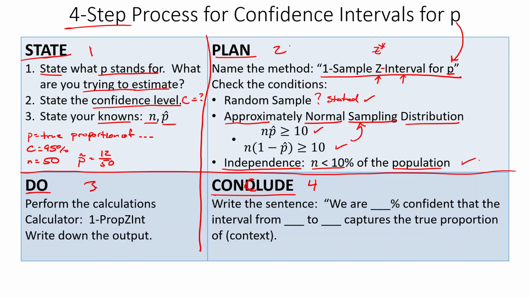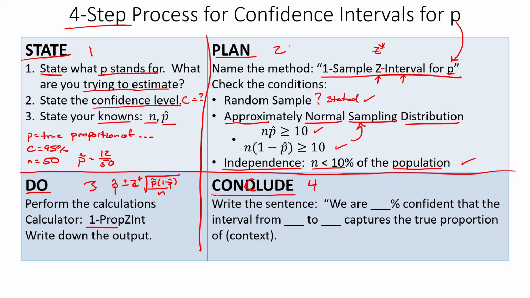That'll do. All right, in box 3 down here, we're going to either write out the formula, do the calculations, like p hat plus or minus z star times the square root of p hat times 1 minus p hat over n, and work that out.